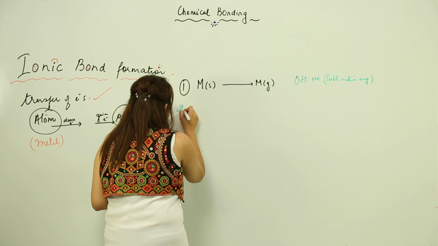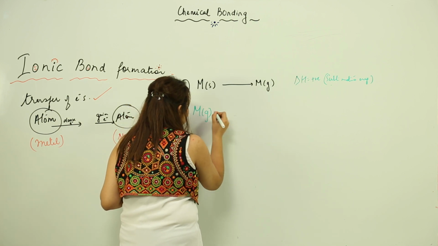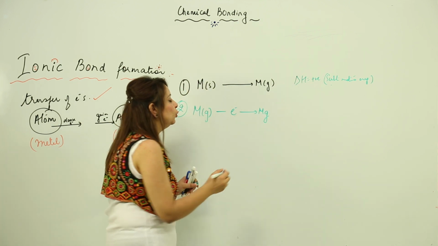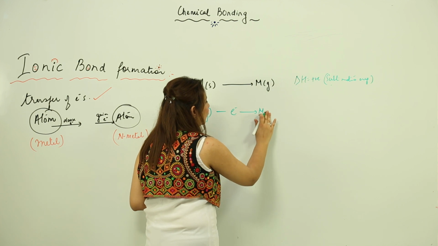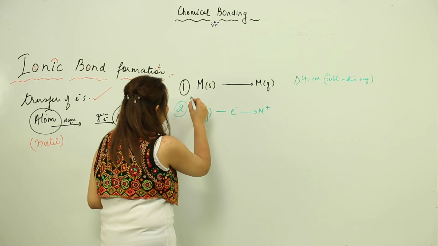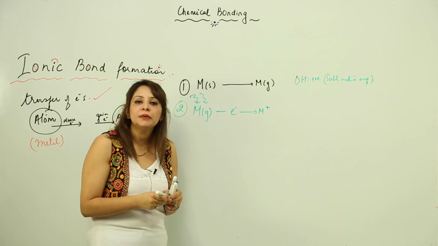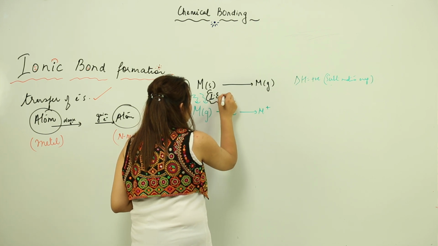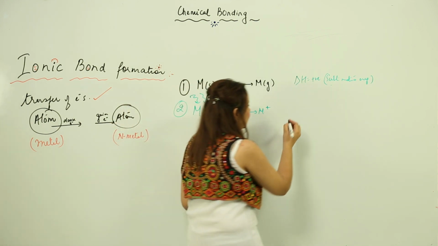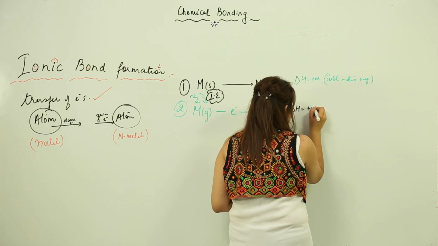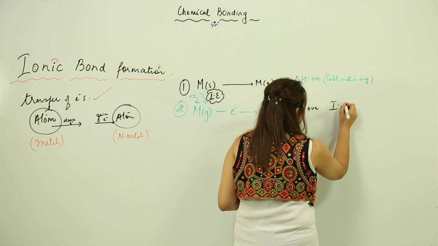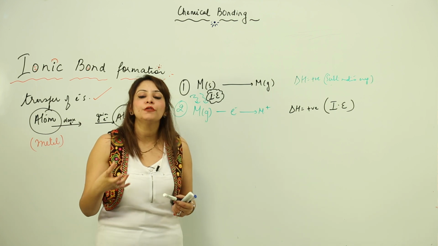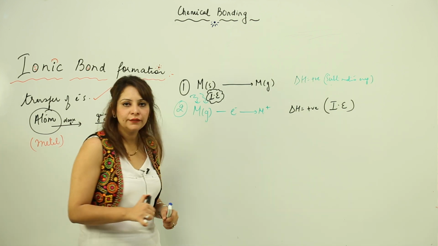Then in the second step, this metal in gaseous state is going to lose an electron, but it is not going to lose the electron as such. We need to supply it with energy from outside, and that energy is called ionization energy. So I'll write here again, we need to supply it with energy. Let's say delta H is positive, and that energy is nothing but ionization energy, the amount of energy required to remove an electron from the outermost shell of an atom. So this is what we have done.